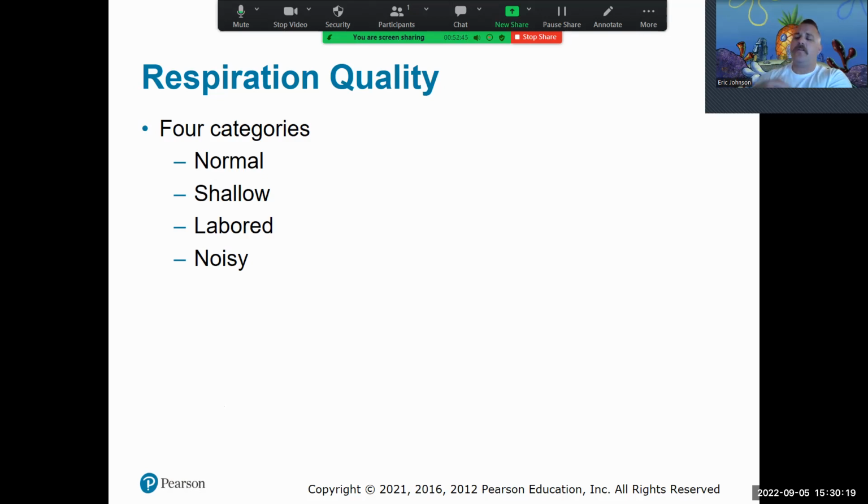Labored is where the breathing and the body language are very synonymous with one another. We know what labored breathing looks like.